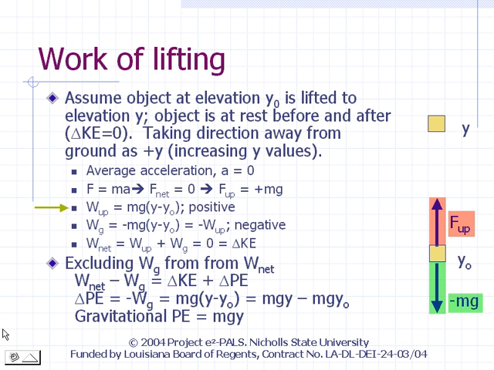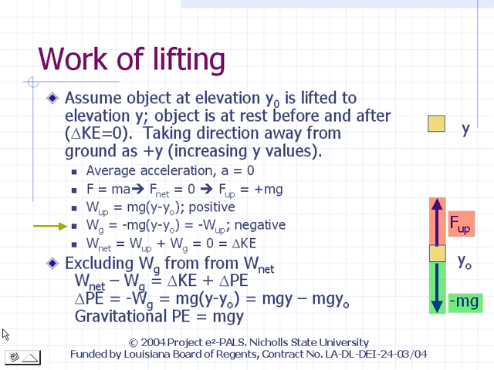We can now calculate the work due to the upward force. It's equal to the force mg times the displacement y minus y0. Since we have taken the upward direction as the positive y direction, y is larger than y0. Y minus y0 is positive. Mg times y minus y0 is positive. In other words, work due to the upward force is positive.